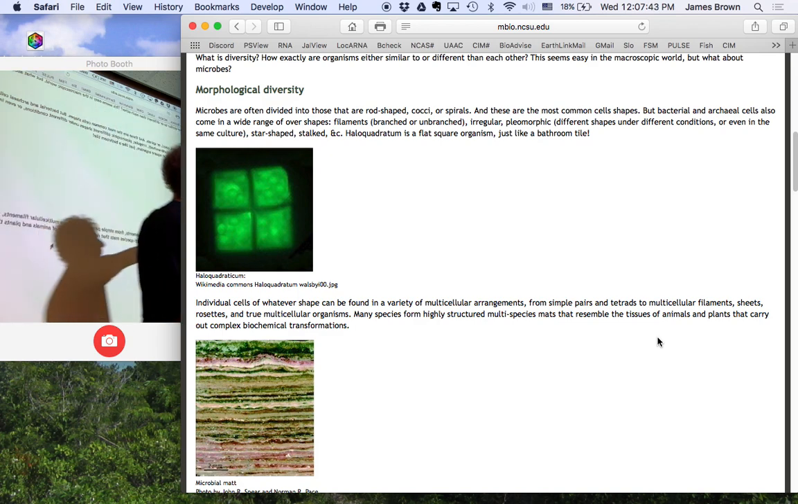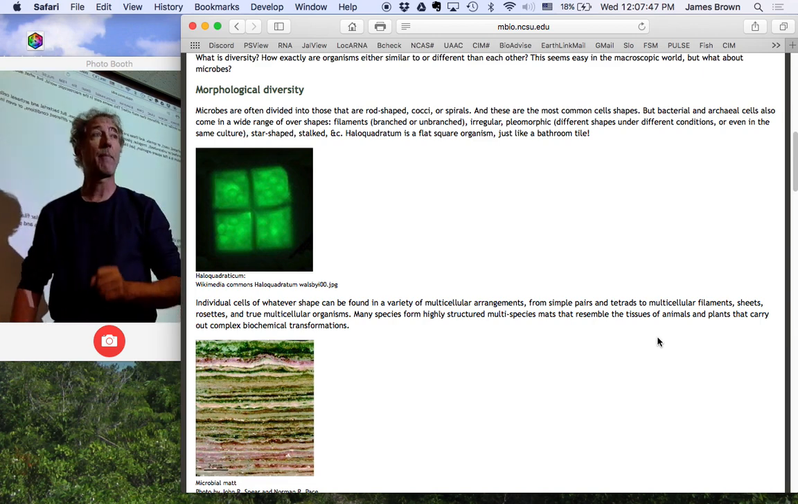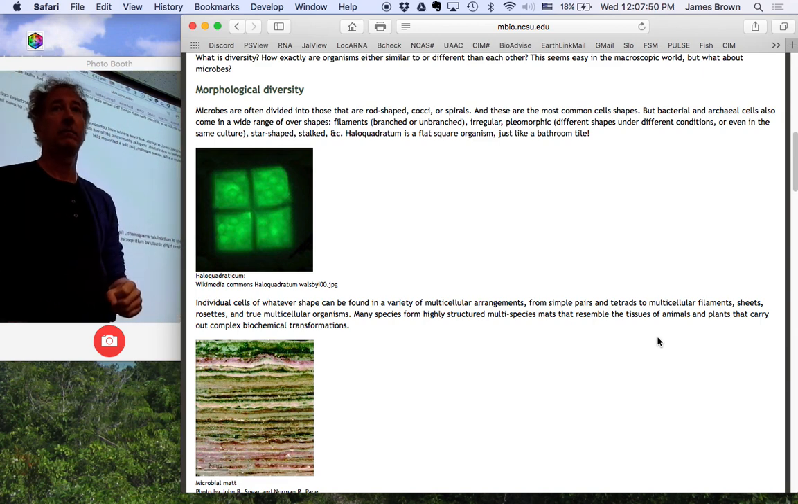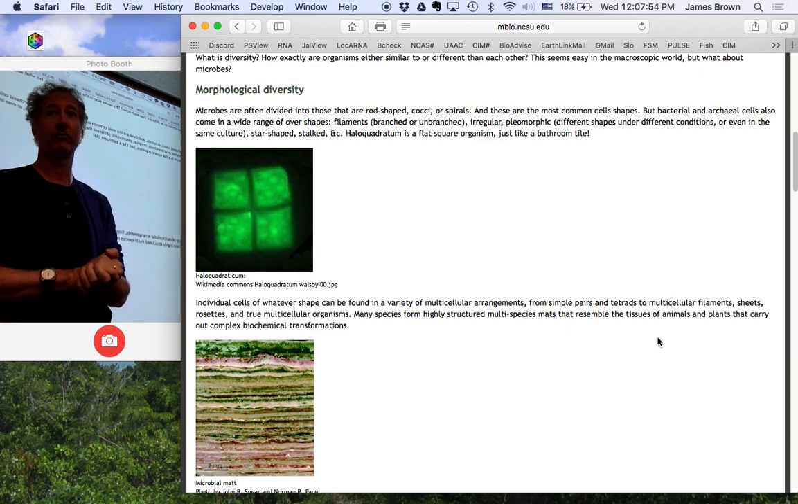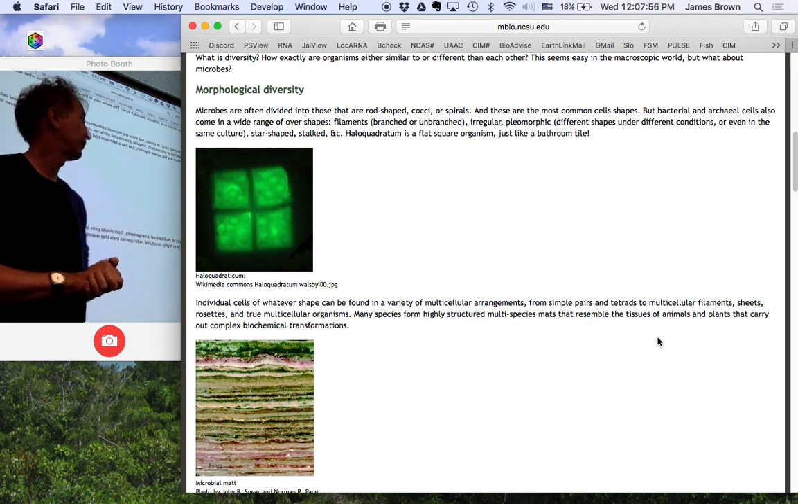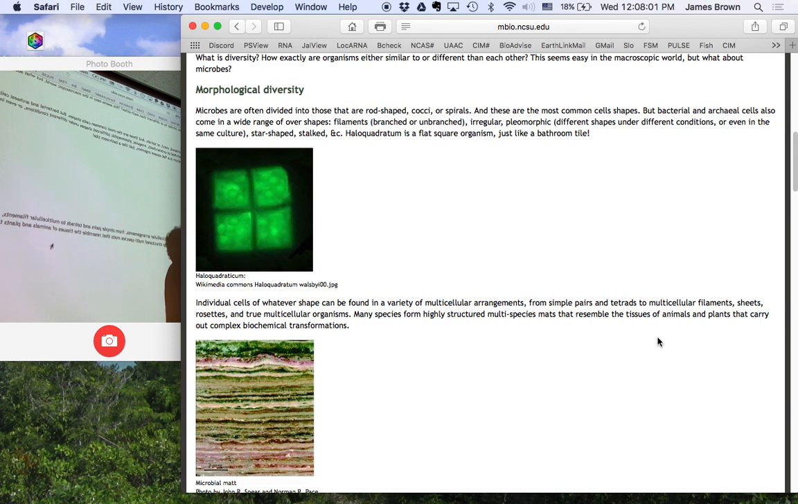This thing, Haloquadratum, is shaped exactly like a bathroom tile. It's square, it's flat, it has sharp 90-degree corners. This is in salt lakes. It's an archaeon. These are gas vacuoles inside. When it divides down the middle, like so, the next division plane is perpendicular to that. And the next one is back to the original plane, and back and forth. And so it creates sheets of little tiles.